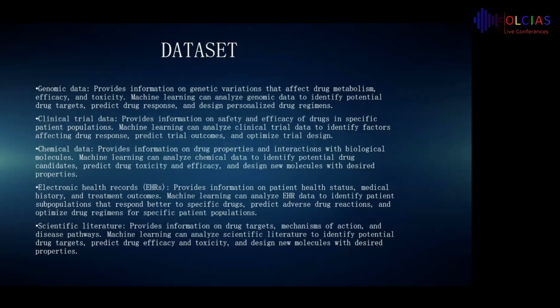What does genomic data mean? Genomic data is the information obtained from studying an individual's DNA sequence, which can provide insight into genetic variations that affect drug metabolism, efficacy, and toxicity. Machine learning can analyze genomic data to identify potential drug targets, predict drug response, and design personalized drug regimens. For example, machine learning algorithms can analyze genomic data to identify genetic mutations that could contribute to a patient's disease and predict which drugs might be effective in treating it.